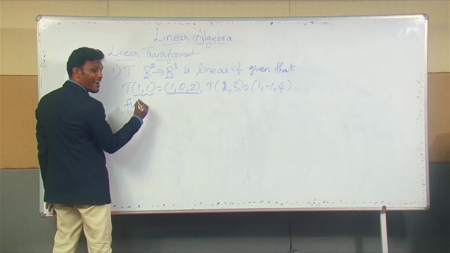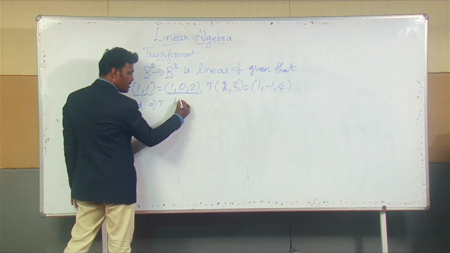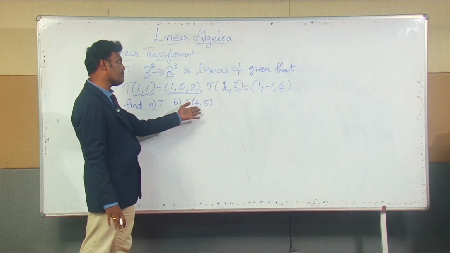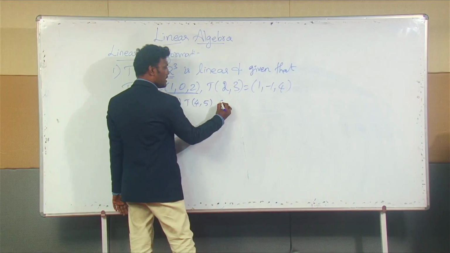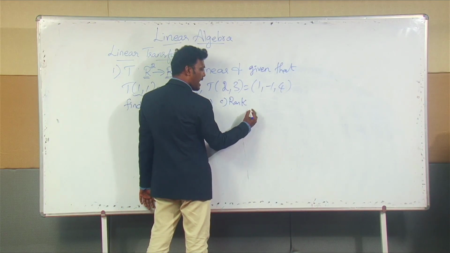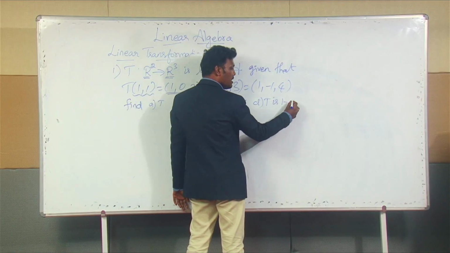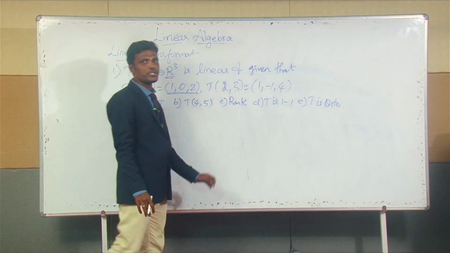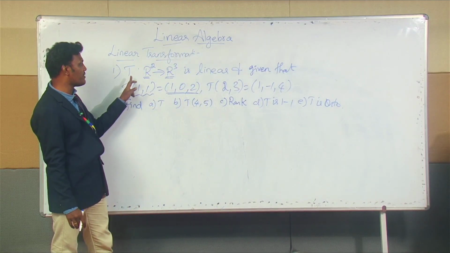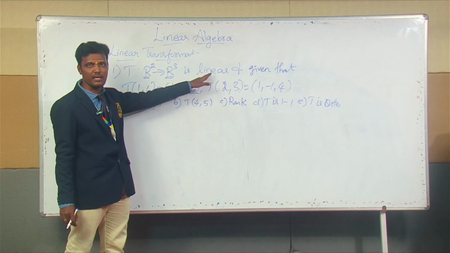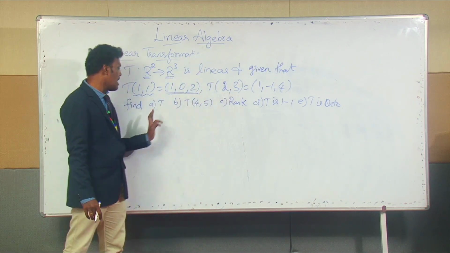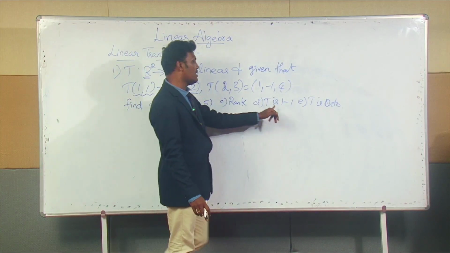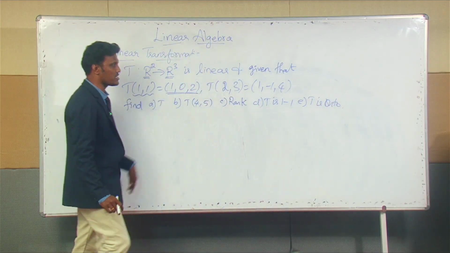From this data you have to find out T. Next, any value: you can find T of 4 comma 5 or anything else, any numbers from the ordered pair. Next, third, how to find the rank, and we have to check whether T is 1 to 1 and whether T is onto. These are the standard questions you have to know. So this is the question: T from R square to R cube is linear and some basic values are given. From these values you have to find out T and the subdivisions: the rank, whether T is 1 to 1, and whether T is onto. We have to check all the subdivisions. So, solution.